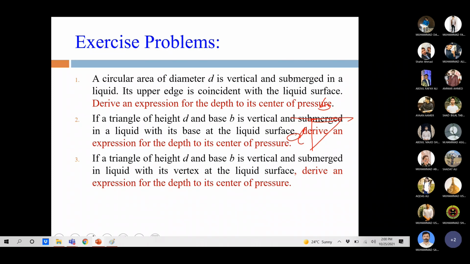Sir, we will use that formula only. By the way, what will be YC in this? D/3, very good. So D/3 will be YC, and what will the area be? BD divided by 2. Yes sir. What would be the IC? B, I think, D cube divided by 36. BD cube divided by 36, okay.